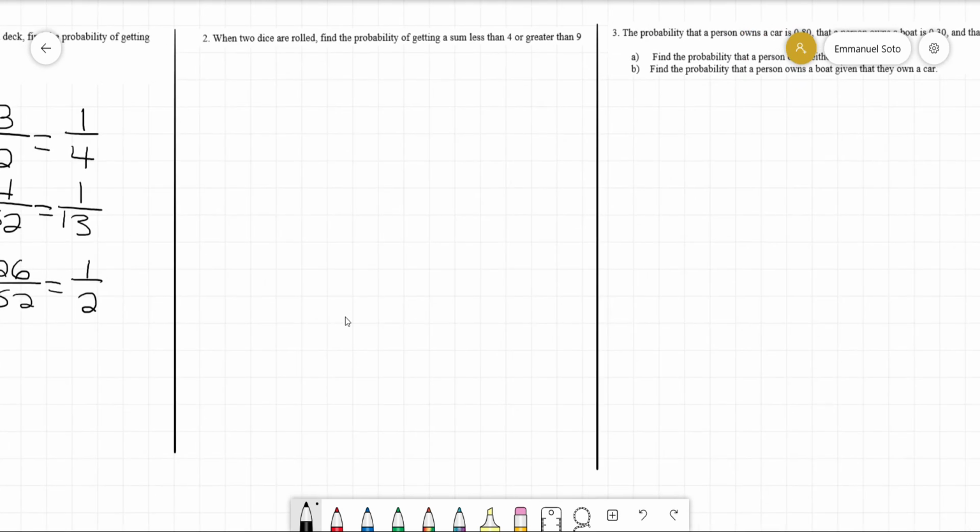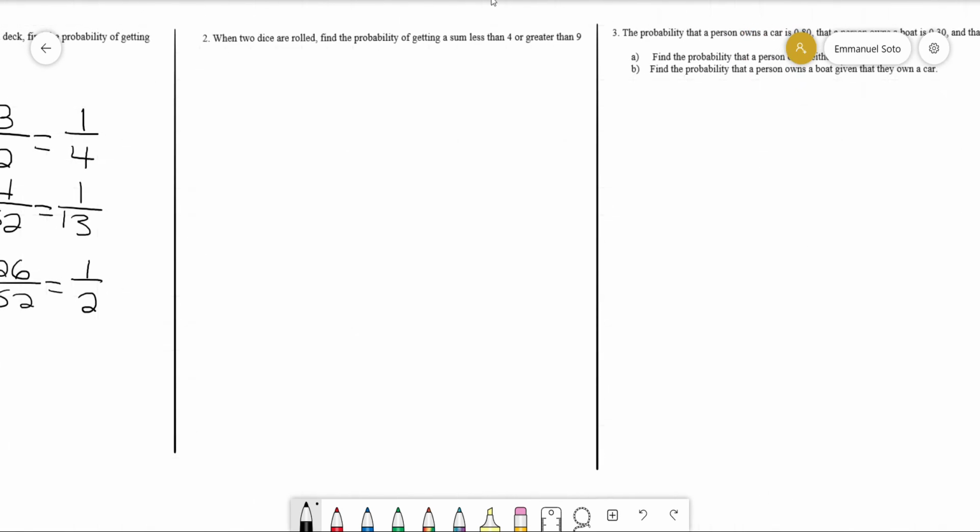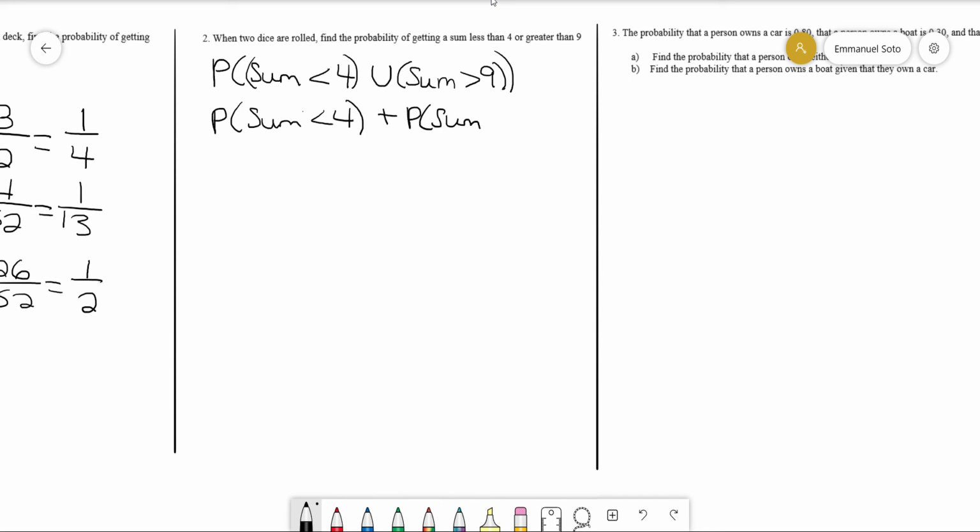When 2 dice are rolled, find the probability of getting a sum less than 4 or greater than 9. So we want the probability of a sum less than 4 or we want a sum greater than 9. Alright, so this is a union, so we're going to add them together. Okay, so we want the probability of a sum less than 4 plus the probability of a sum greater than 9.